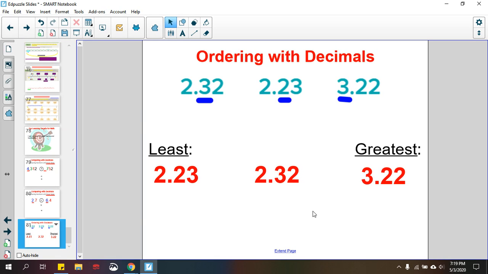Okay, nice job. So again, what we're really talking about in this video is you have to look carefully at your place value spots in order to compare and order numbers with decimals.